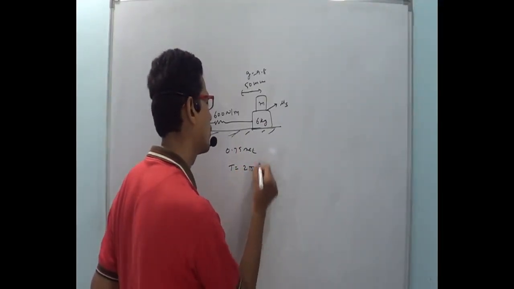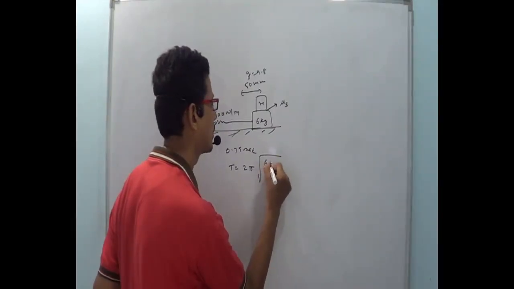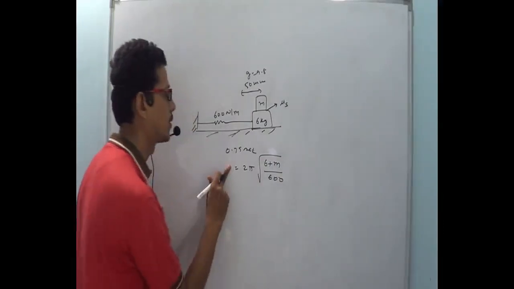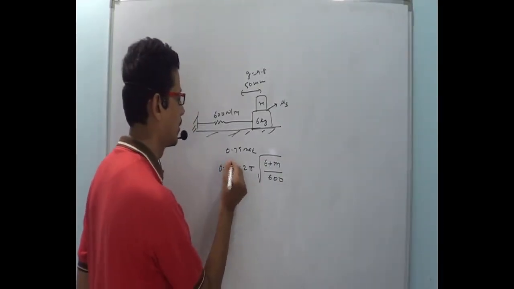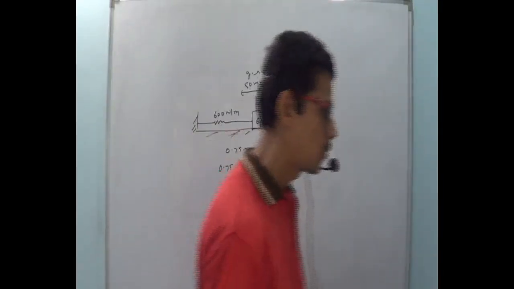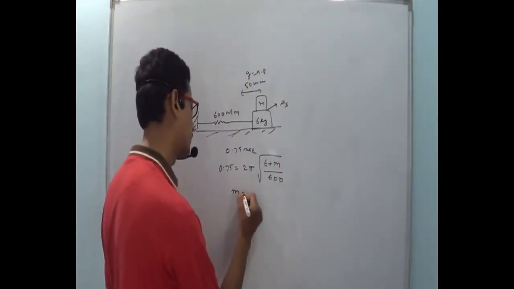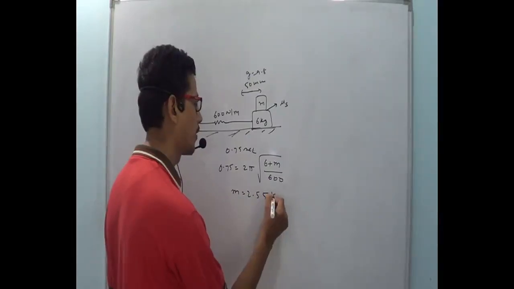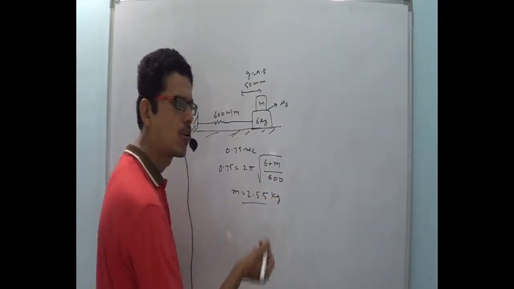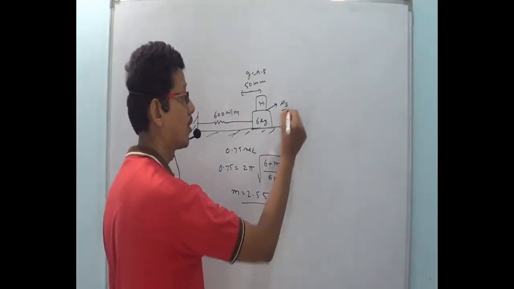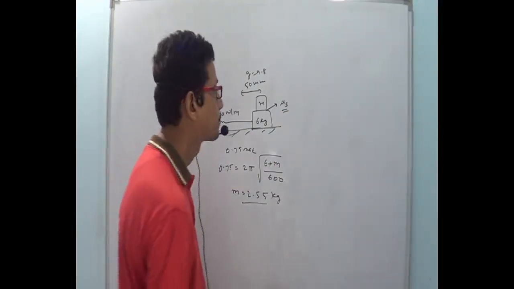Time period formula क्या है, 2 pi root m by k. M means 6 plus m by k. K is 600. What is time period? 0.75. Okay. Now after finding this, m you will be getting as 2.55. M you will get it as 2.55 kgs. So this is enough because all the options are given differently for m. Otherwise you find this also for time's sake.